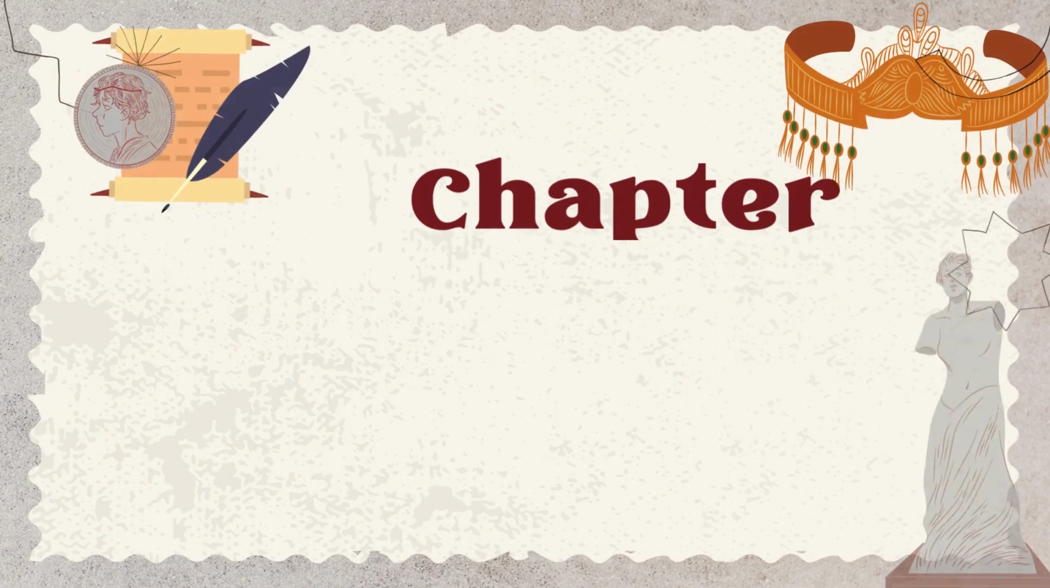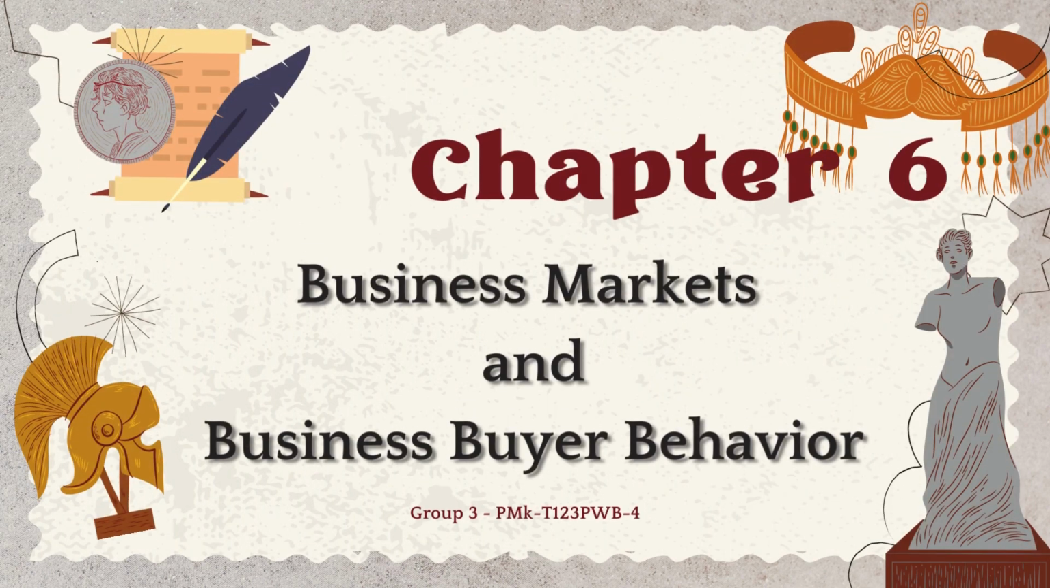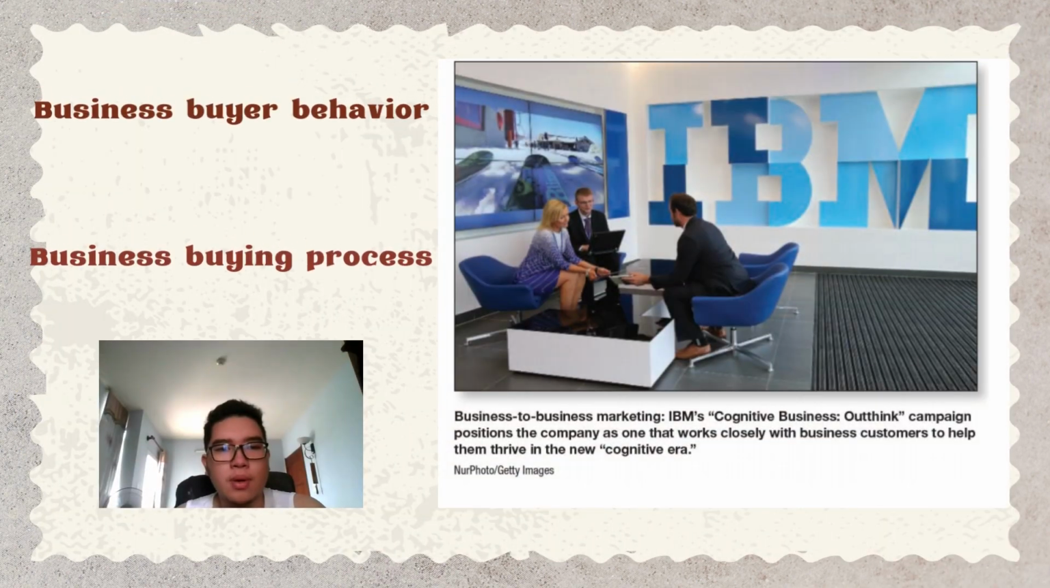And the next part is talking about chapter 6, business markets and business buyer behavior. So let's have an overall view of business buyer behavior and the business buying process. Business buyer behavior refers to the buying behavior of the organizations that buy goods and services for use in the production of other products and services that are sold, rented, or supplied to others.